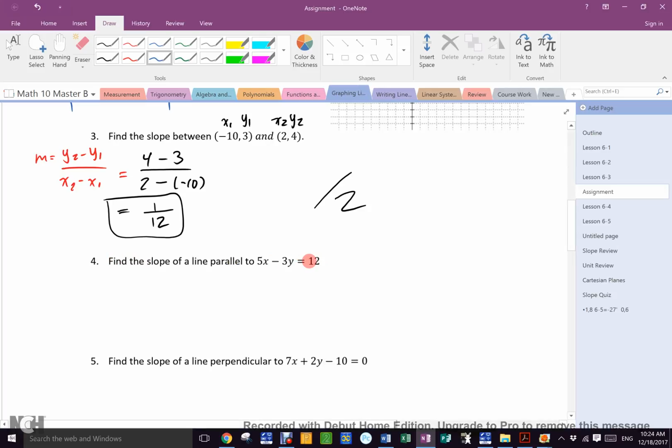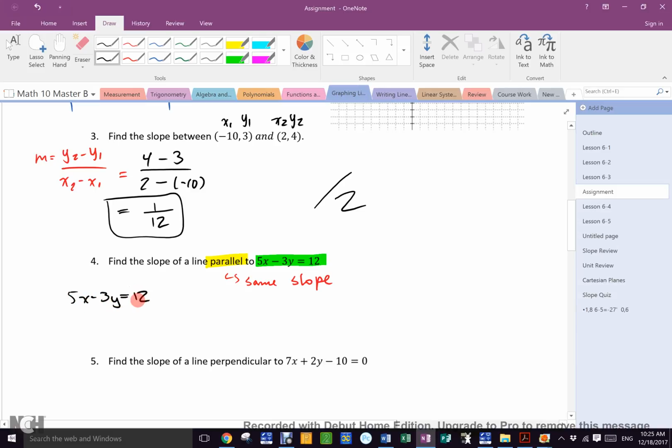What's the key word in number 4? Parallel, which means what? Same slope. So, I need to know this slope, don't I? How do I find a slope when something is written that way? You put it into slope-intercept form. 5x minus 3y equals 12.